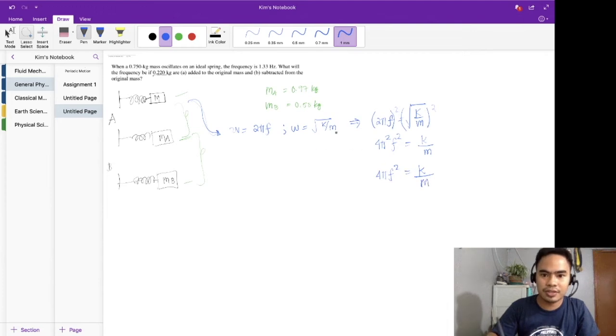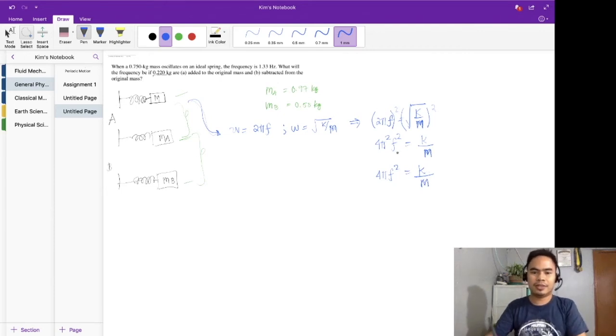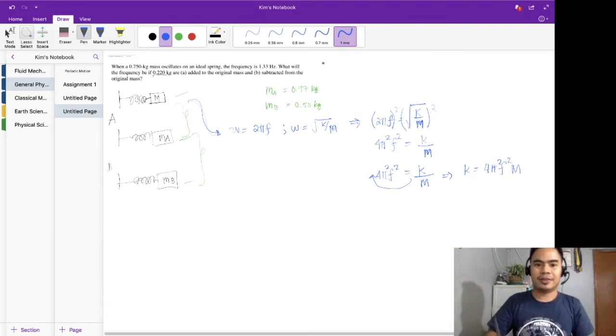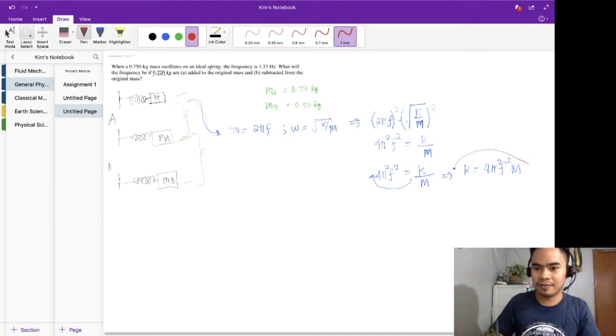Okay, just for you not to be confused, let me put it here with the big capital letter M. So I am referring to the original mass where you don't have deduction or addition. Sorry, so this should be put here. So it should be k is equal to 4 pi squared, I forgot the squared, f squared times mass M. Okay, so this is your first equation.